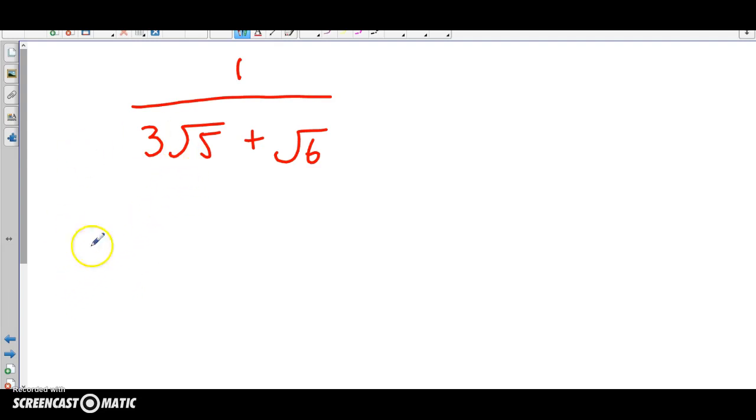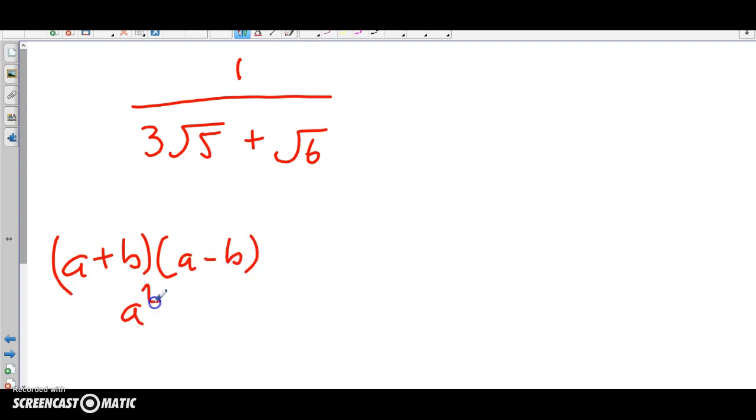You're going to see what happens if we use the difference of squares. Remember this: a plus b times a minus b, when you FOIL this out, you get a squared plus ab minus ab minus b squared, and that cleans up to a squared minus b squared. Okay, so that is that.